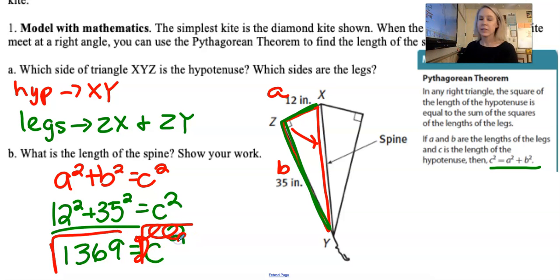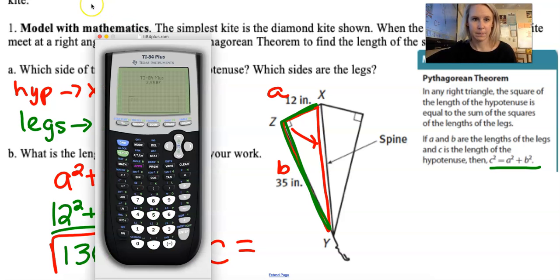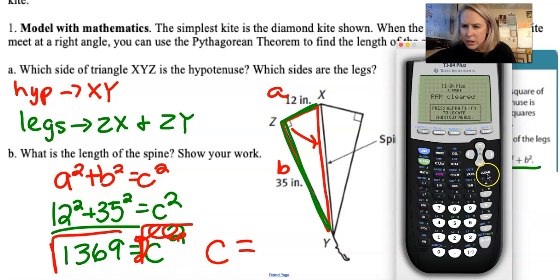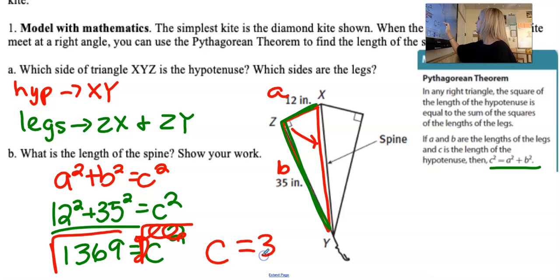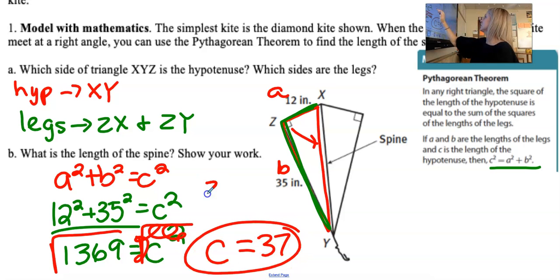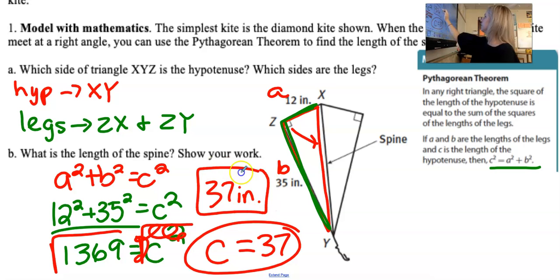The square root and the squared completely go away, leaving you with just c, and then you would type in the square root of 1,369. So here's my little calculator. To get the square root button, it's in blue, so you have to hit the blue button first, and then the x squared button to get the square root to come up. And then you will type 1,369 in to get 37. So the length of the spine is 37 inches.